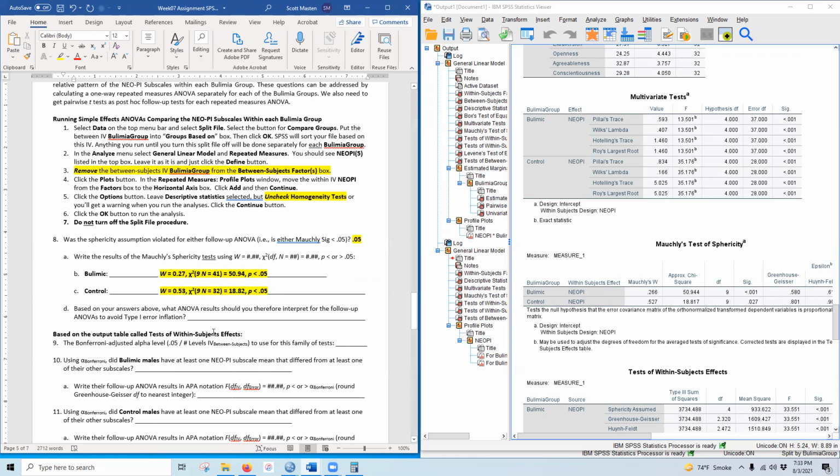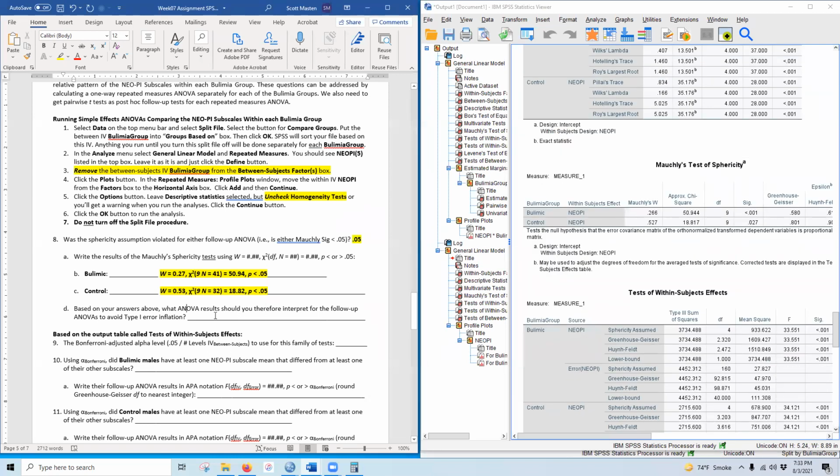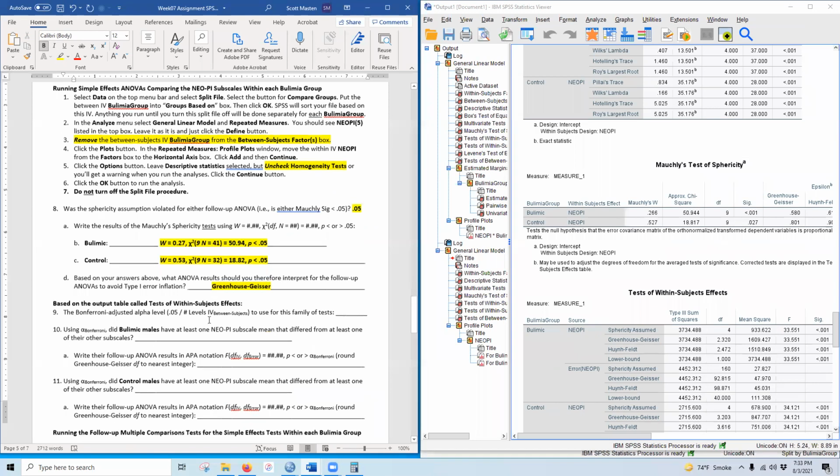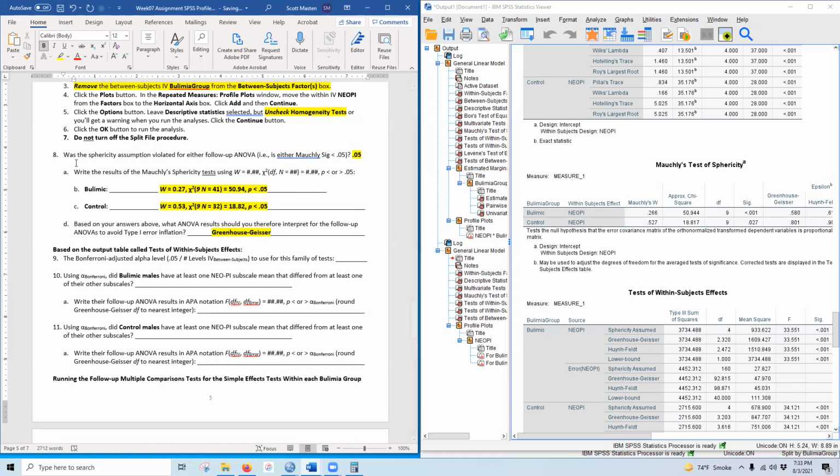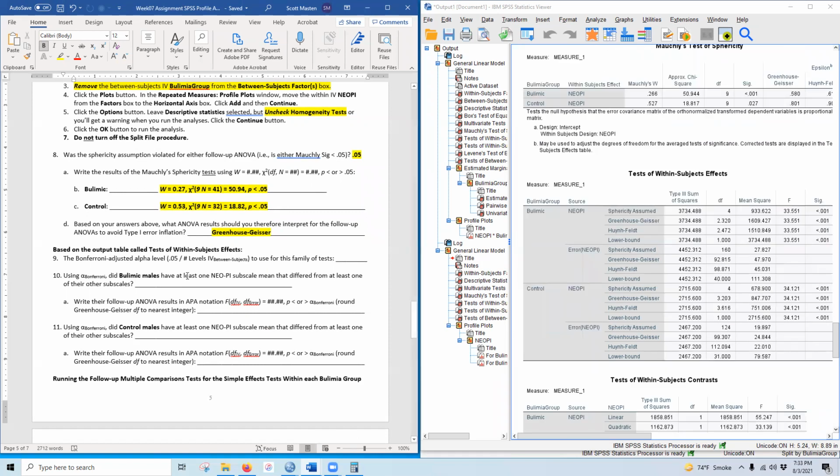Based on your answers above, what ANOVA result should you therefore interpret for the follow-up ANOVAs? It's going to be Greenhouse-Geisser again. It's like always Greenhouse-Geisser. Boom, boom. All right, so let me hit save. Next, based on the alpha table called tests of within subjects effects. That's here. What are we doing?